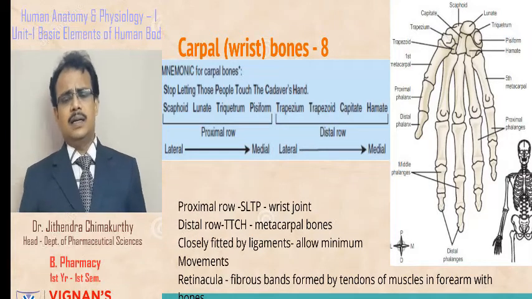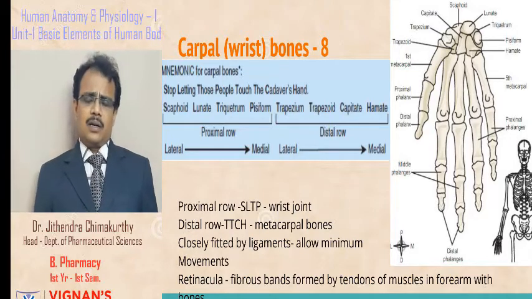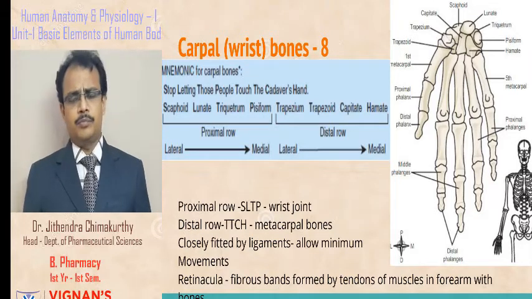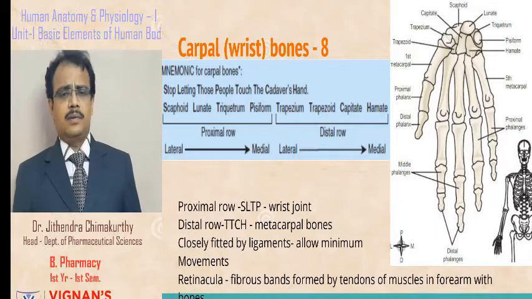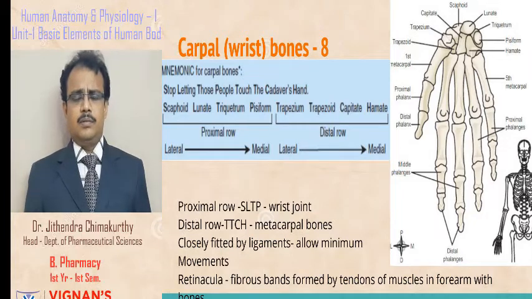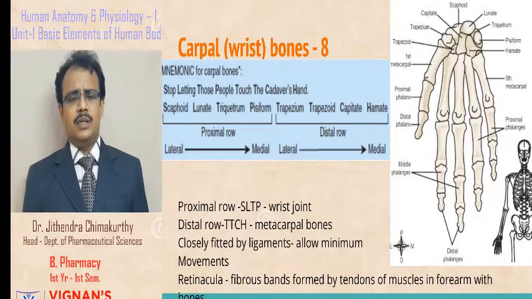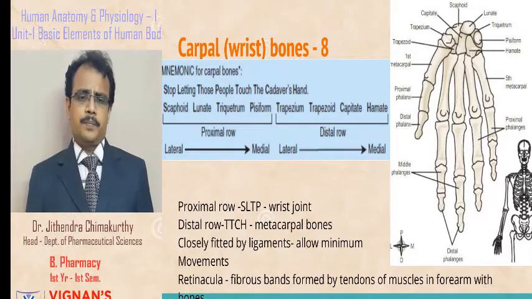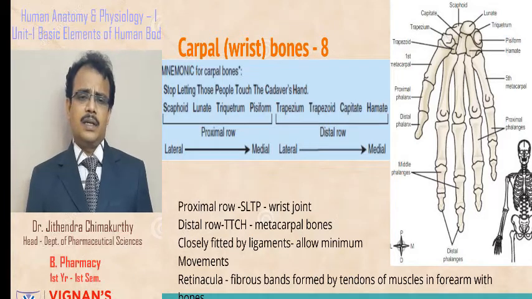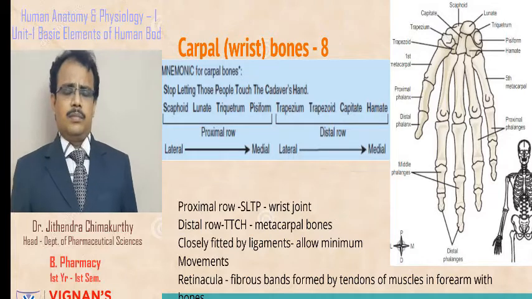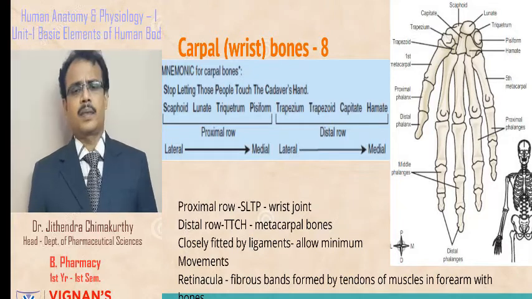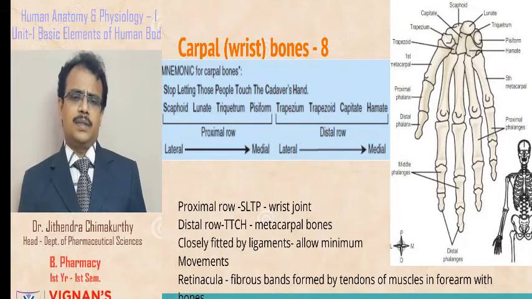So these are the 8 carpal bones arranged in 2 rows: scaphoid, lunate, triquetrum, pisiform, trapezium, trapezoid, capitate, and hamate. These carpals are closely arranged with each other and they allow a limited amount of movement between them. The tendons of muscles pass through these wrist carpals and are attached to the bones distally. These carpals form a joint with the radius and ulna superiorly and with the metacarpals inferiorly.